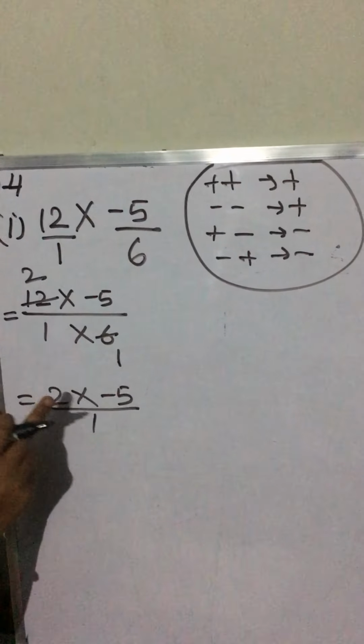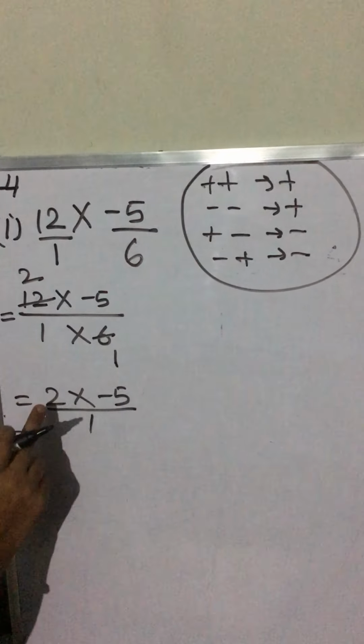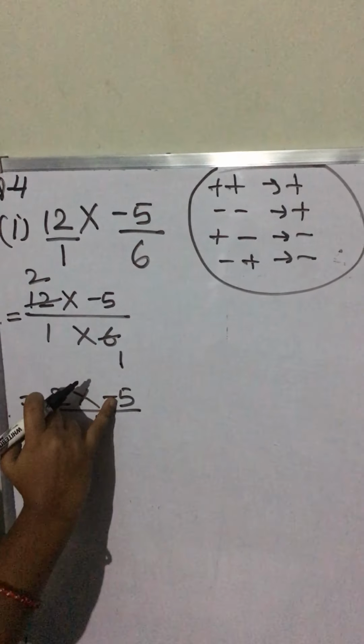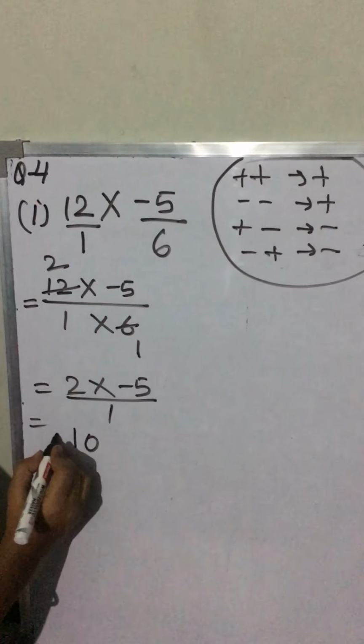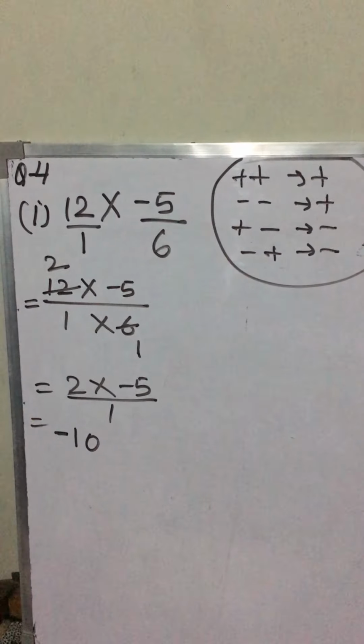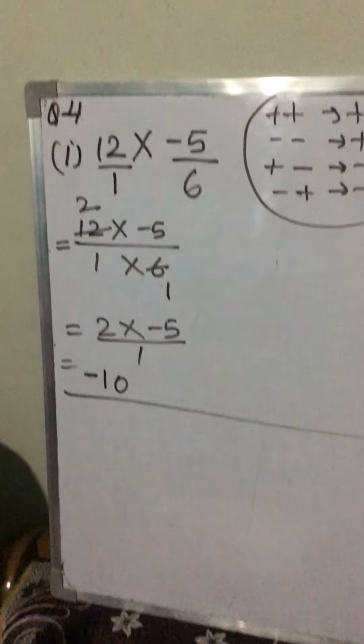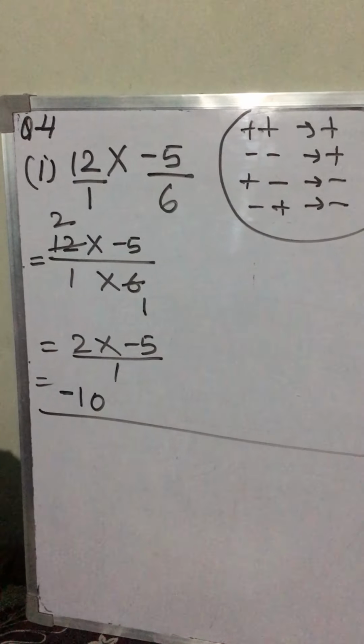Now see children, multiply 2 by 5, 2 5s are 10. But see here it is plus, it is minus. Plus minus results in minus. So the answer is minus 10. Okay. Now its next part which I will solve for you is its fourth part.